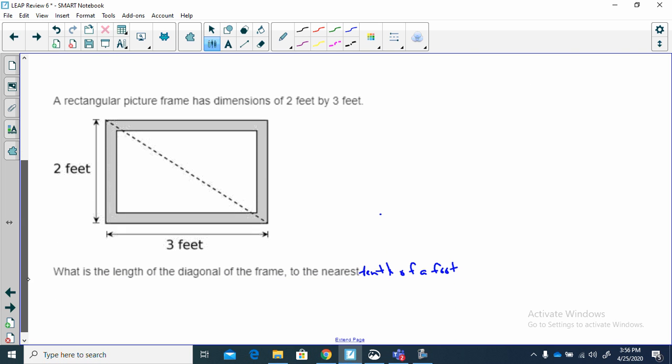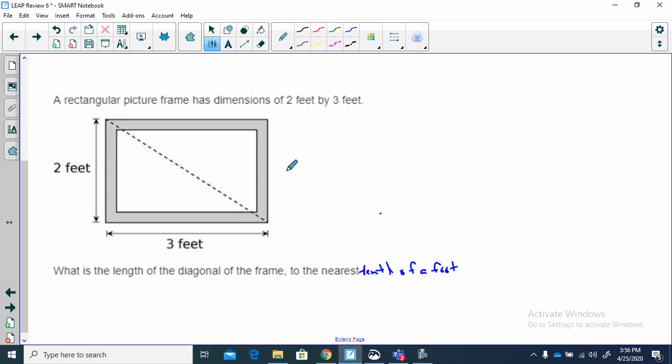All right, problem 2. A rectangular picture frame has dimensions of 2 feet by 3 feet. If this side's 2 feet and this side's 3 feet, what's the length of the diagonal of the frame to the nearest tenth of a foot?